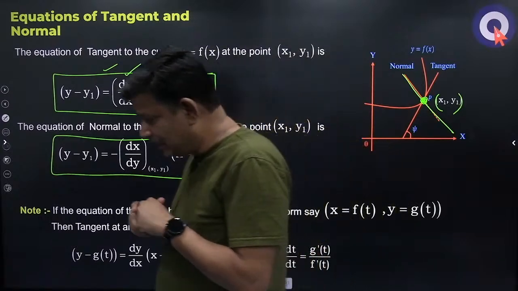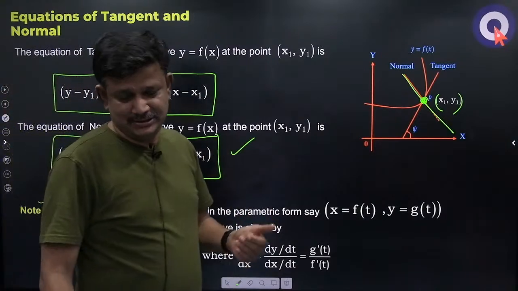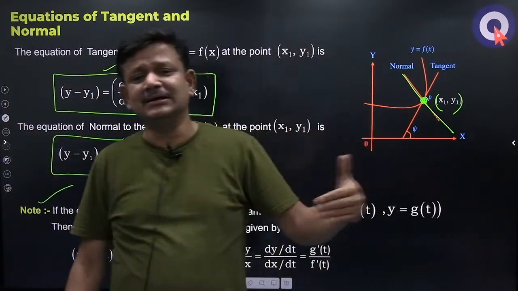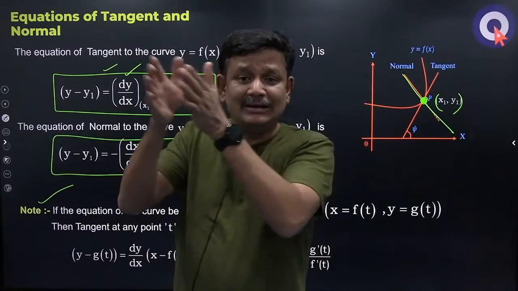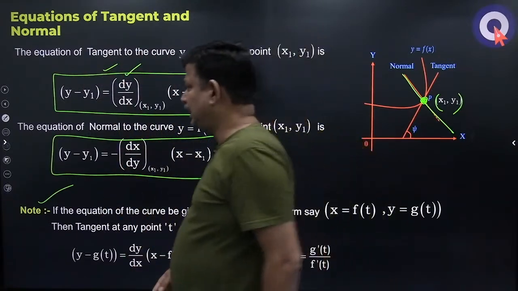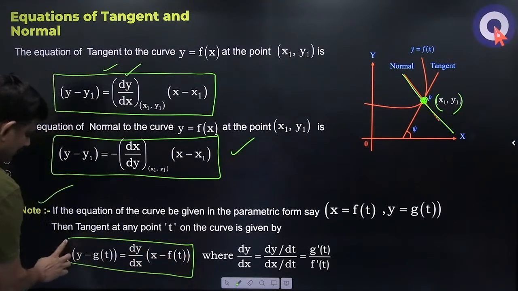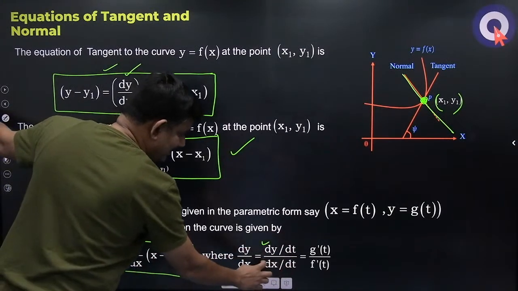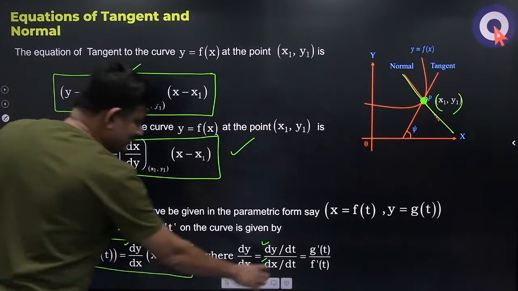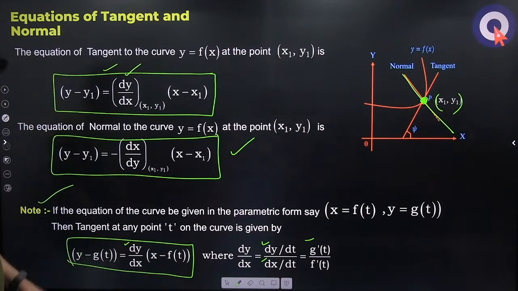Sometimes what happens is the equation may also be given in parametric form, x and y in terms of t. So in that case, how do you find dy by dx? dy by dx will be dy by dt divided by dx by dt. As simple as that, rest everything remains. So if the curve is given as x equal to f of t and y equal to g of t, dy by dx is g dash t by f dash t. That will give you the entire normal equation. Very simple thing.